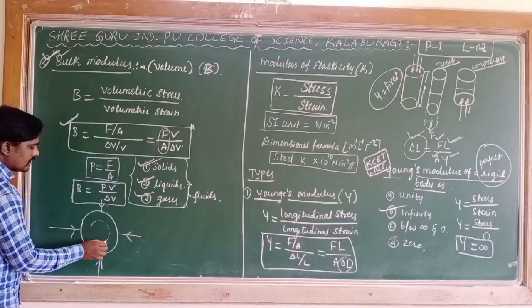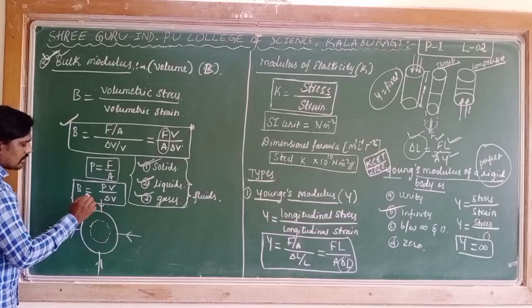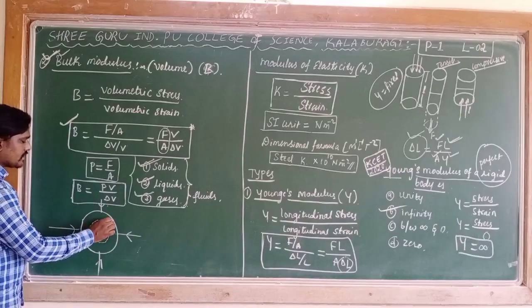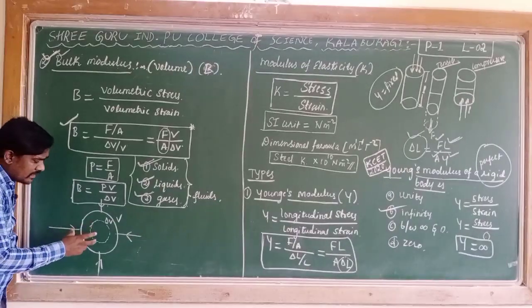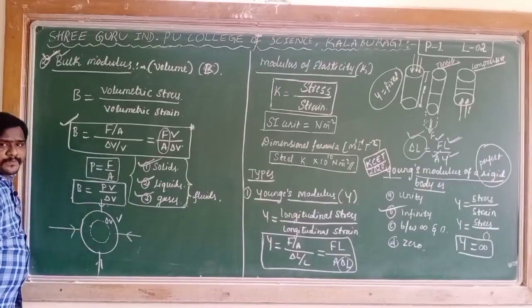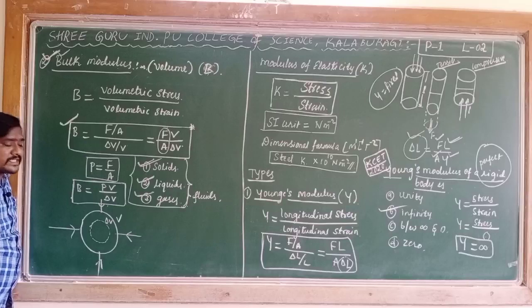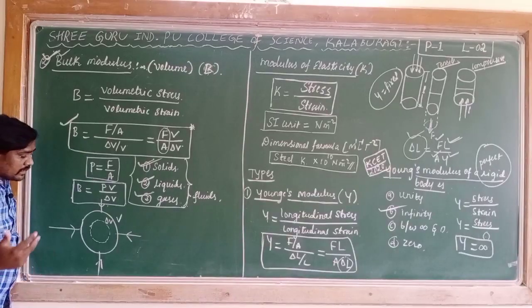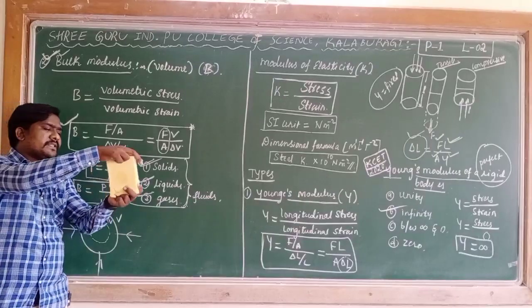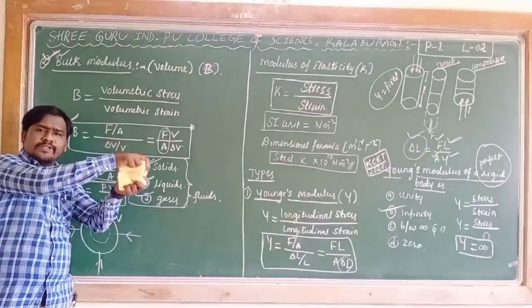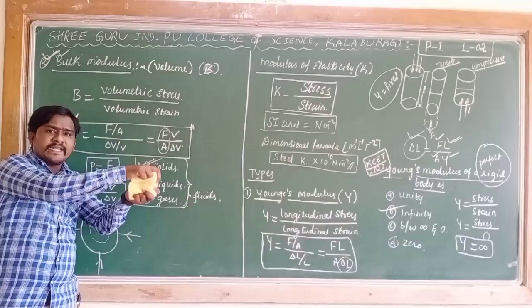Because of that force, this volume is going to decrease. This is the change in volume, and this is the original volume. We can also say that this volume is compressed. Compressed means the force is acting in all directions. Because of that force, the volume is going to be compressed.